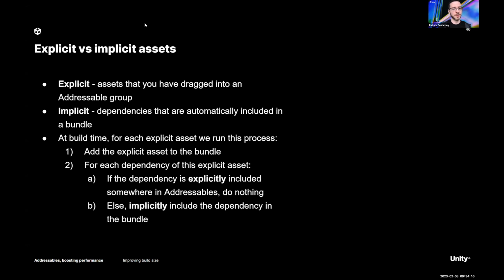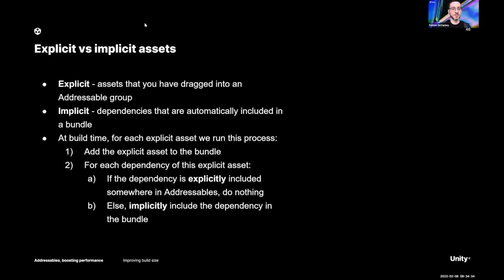So to go over the vocab again, explicit assets are assets that we manually add to addressables groups. Everything you see in the addressables groups window is an explicit asset. And implicit assets are dependencies that had to be automatically also pulled into those bundles.